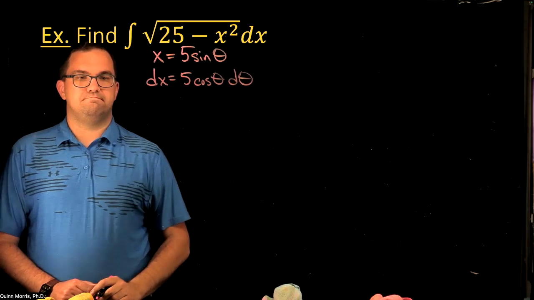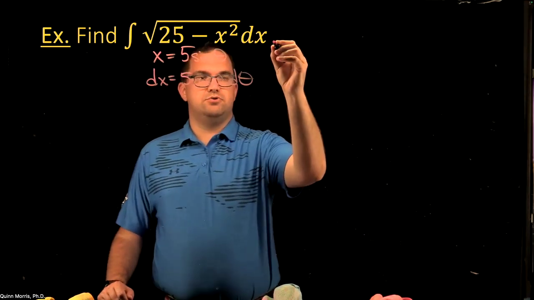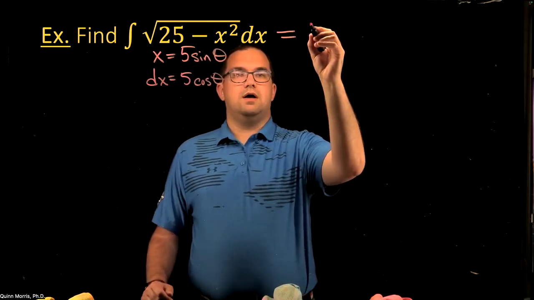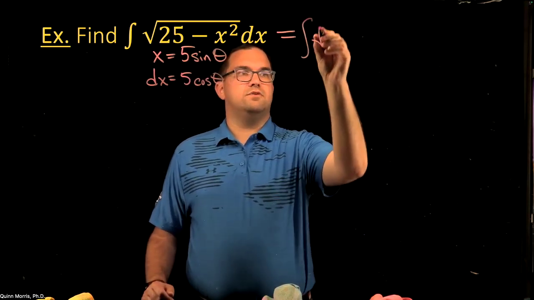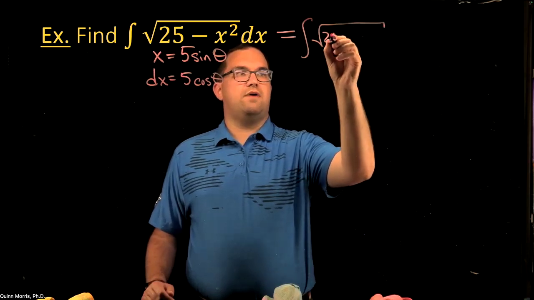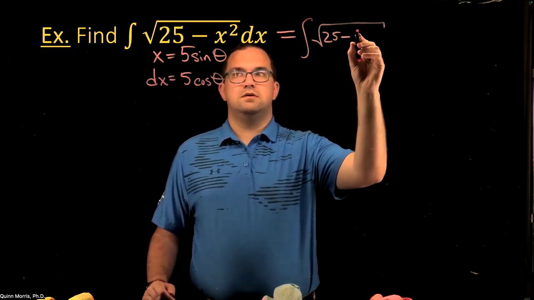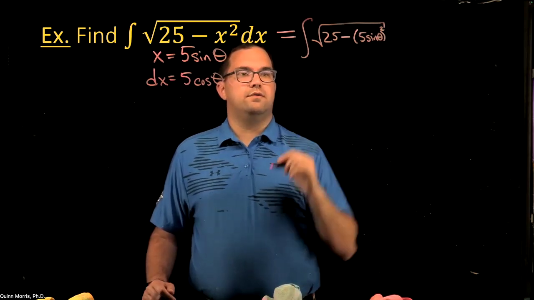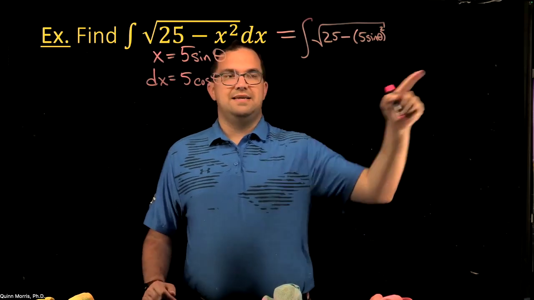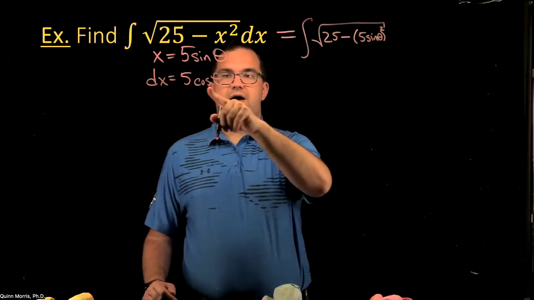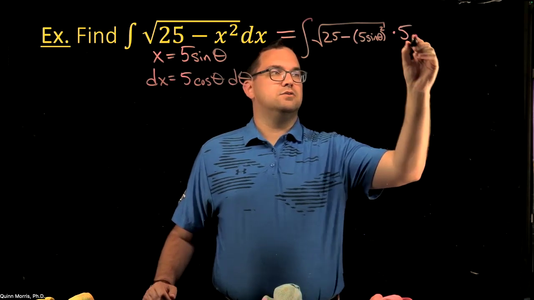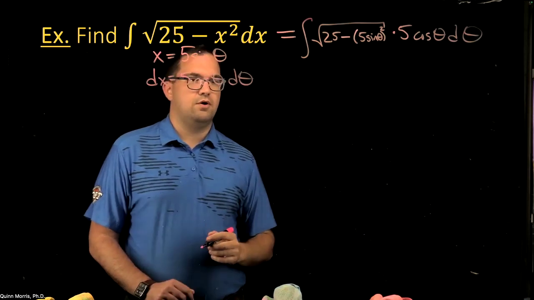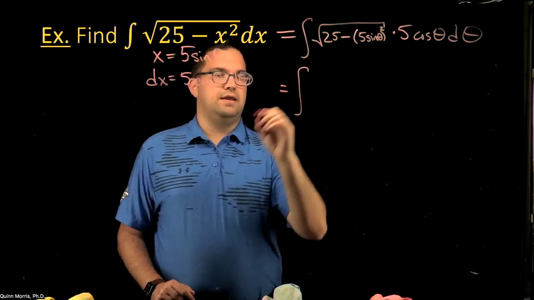d theta. All right. So now making the substitution into this integral, I'll get that this is equal to the integral of the square root of 25 minus 5 sine of theta squared. But now my dx is going to become 5 cosine theta d theta, so times 5 cosine theta d theta. All right, now let me simplify the integrand a bit here.